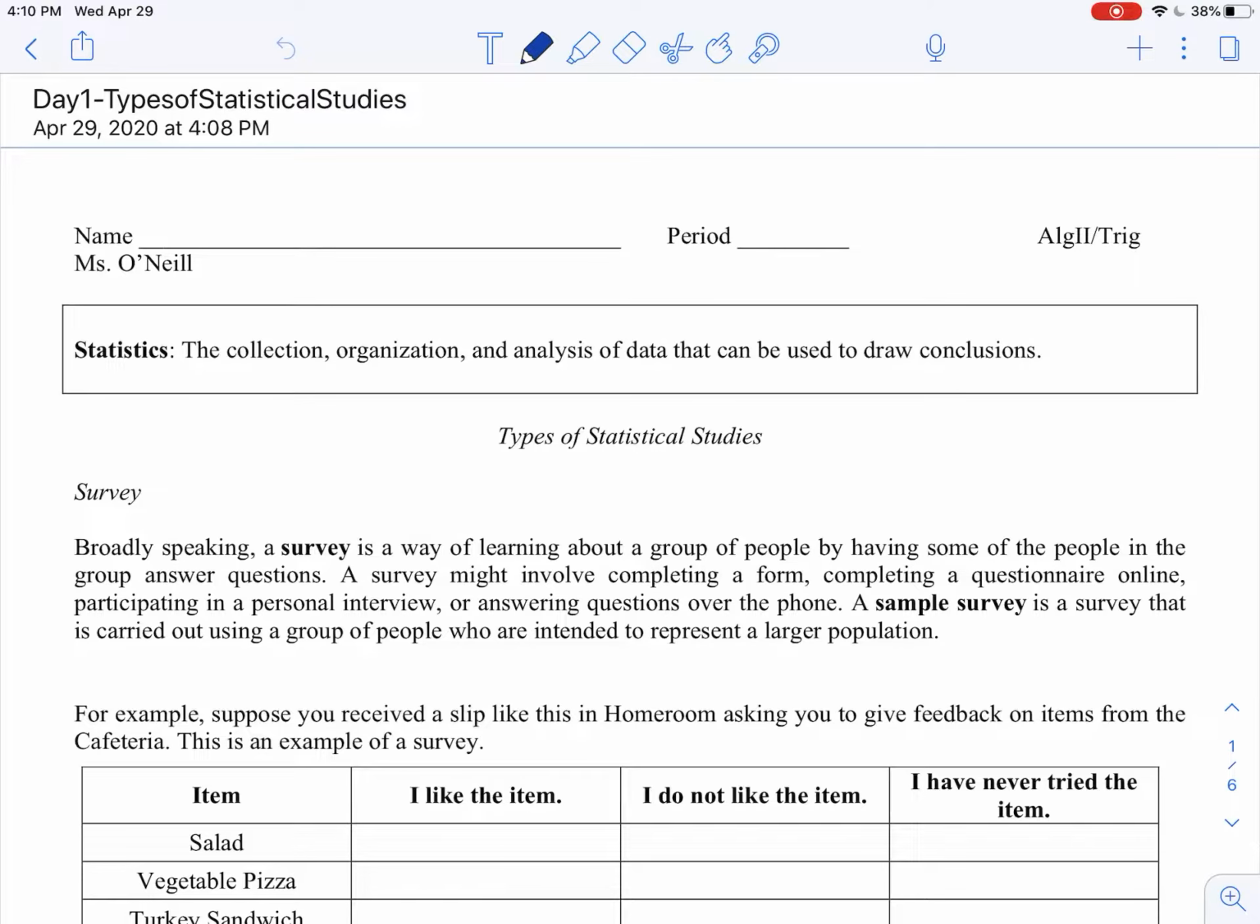Okay, start of our last brand new unit, which is crazy. Anyway, so we are going to do our last unit on statistics, and we'll begin today with talking about different types of ways of collecting data.